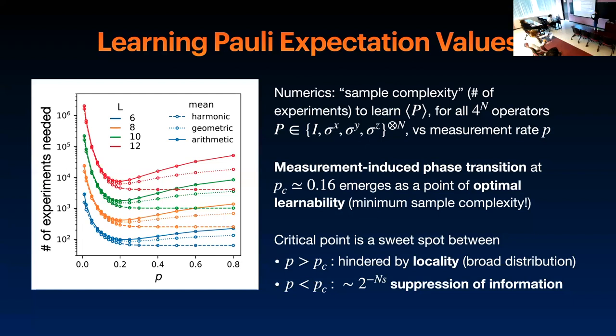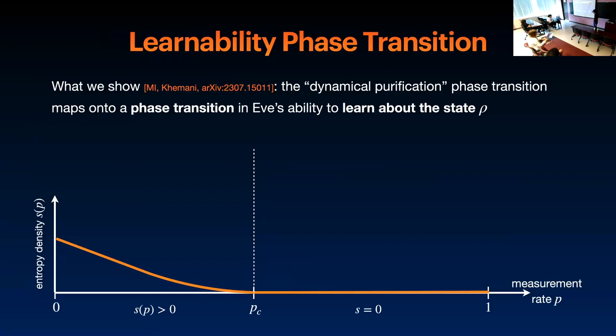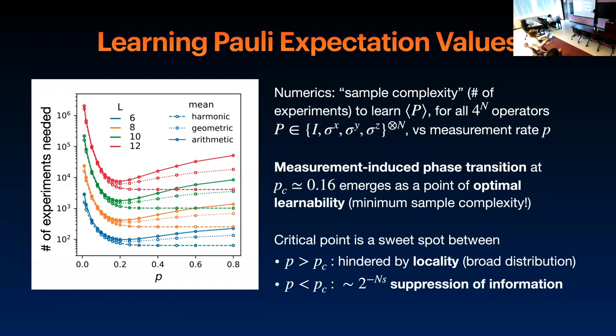This is essentially a sweet spot between two bad things that can happen on two sides. Below threshold, we run into the exponential suppression that I was mentioning. So we see it reflected here: all of these curves come up very evidently as we lower p, which mirrors this entropy density. And then above threshold, we see another thing, which is that these different means start to diverge.